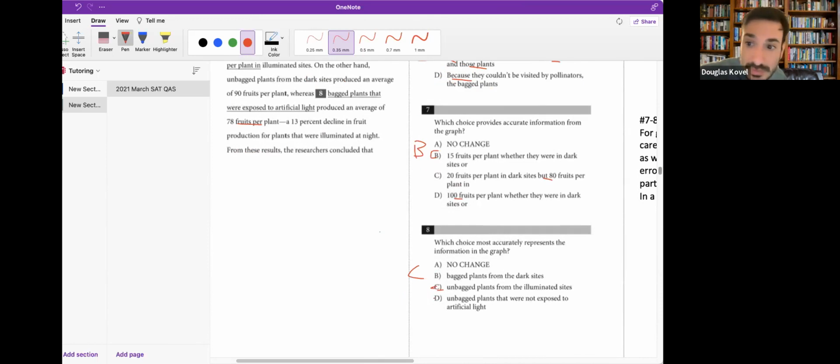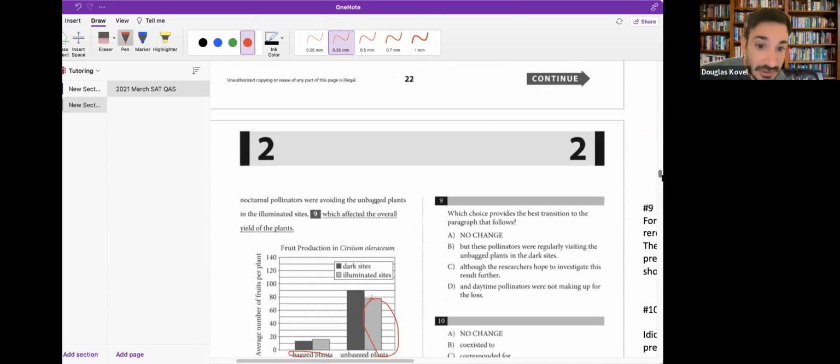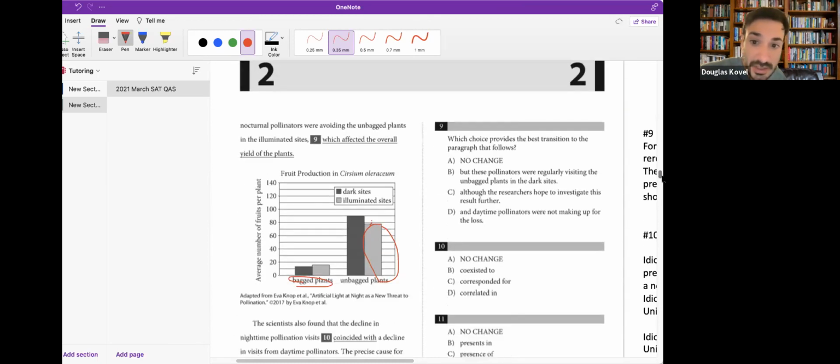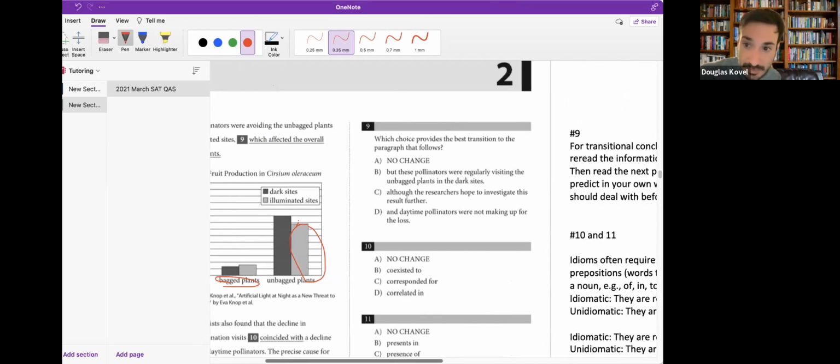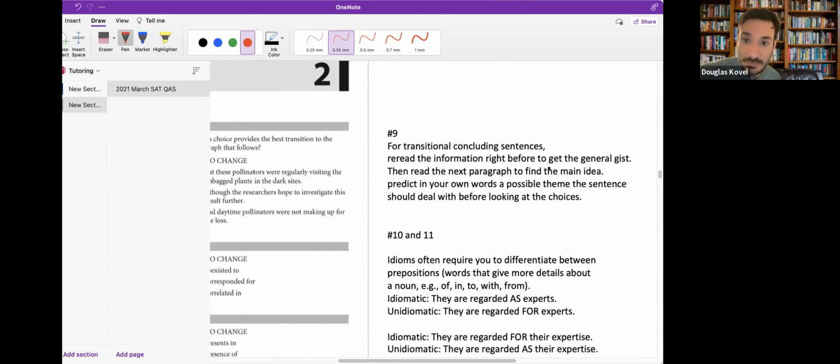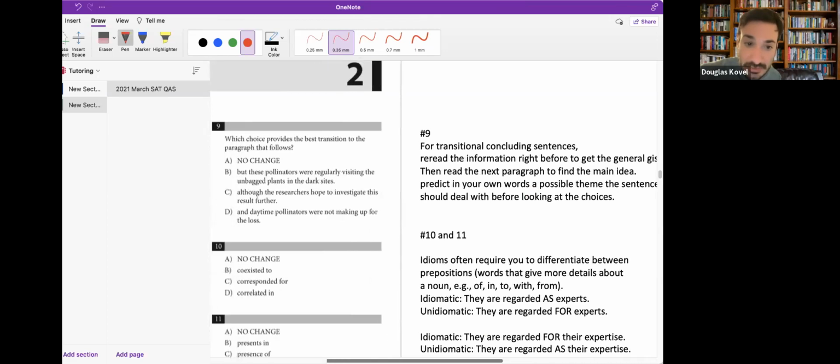From these results, the researchers concluded that the nocturnal pollinators are avoiding the unbagged plants in illuminated sites, which blank. They want to know which choice provides the best transition to the paragraph that follows. To answer this question, you actually need to read the next paragraph first and then try to predict in your own words the main idea of it. Then the sentence that's ending the concluding one should be a logical lead into that. So I just had some notes: make sure you reread the information right before to get a general gist, and then read the next paragraph to find the main idea and make your prediction.